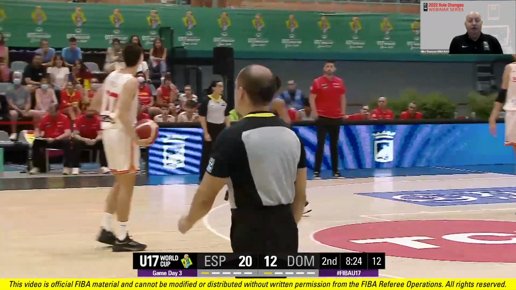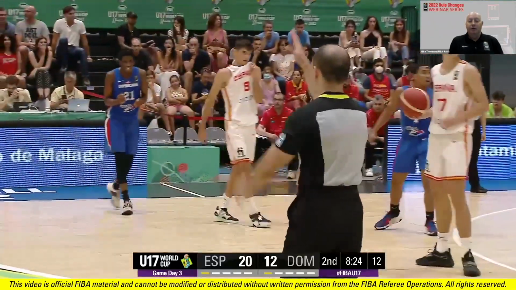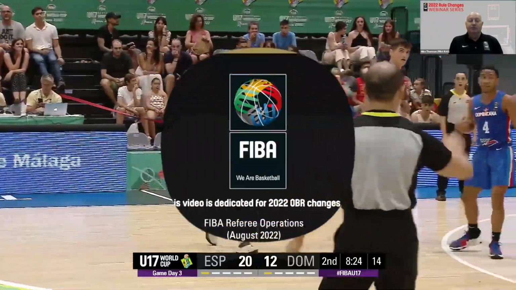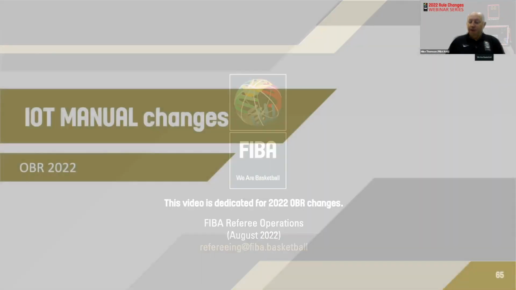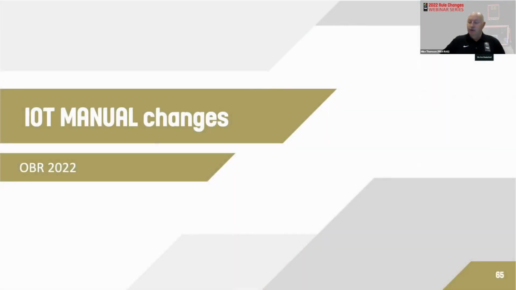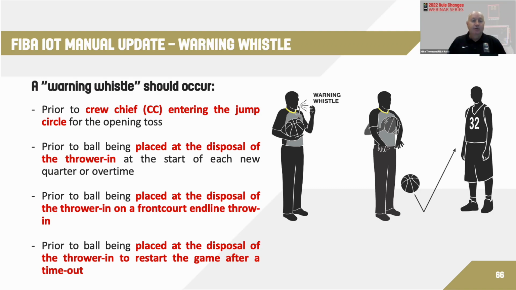Here we have an encroachment foul, and the referee nicely uses the cylinder signal, indicates it's a cylinder foul. And as we go forward, we'll look at two changes that we've made to the IOT manual and look at videos for both. These changes are in force now.